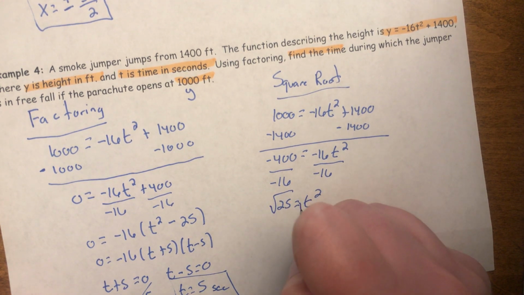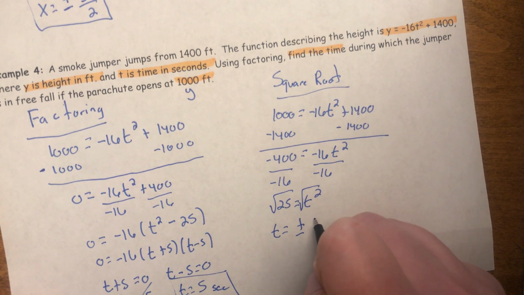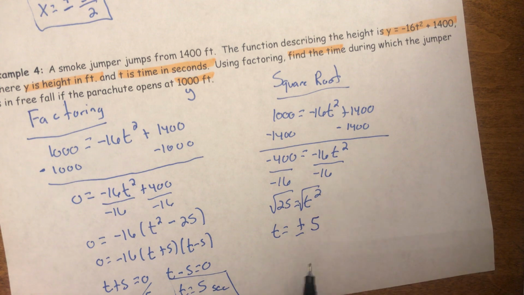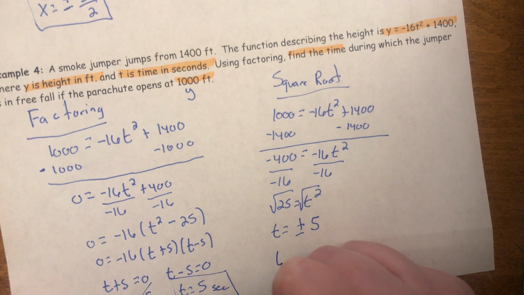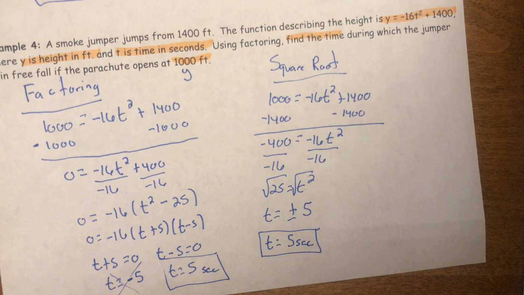We now take the square root of both sides, and we remember when solving by square rooting, we have to include both a positive and negative answer. Because our context is time, we choose that t is equal to 5 seconds for our answer. And there you go. Those are some examples for how to solve quadratic equations by factoring and by taking the square root.